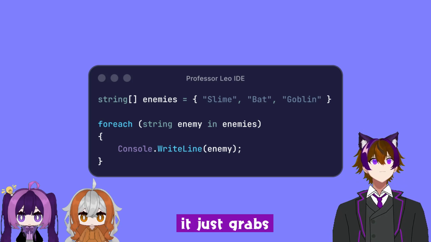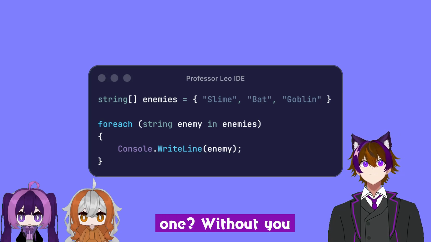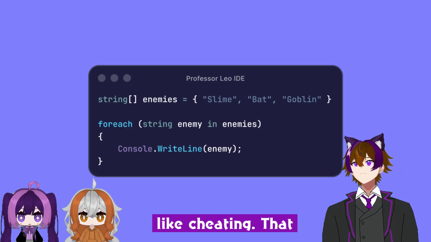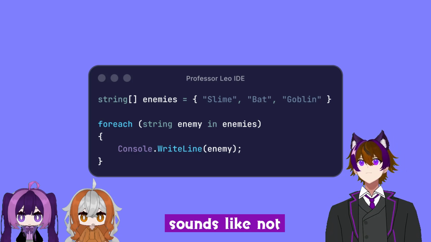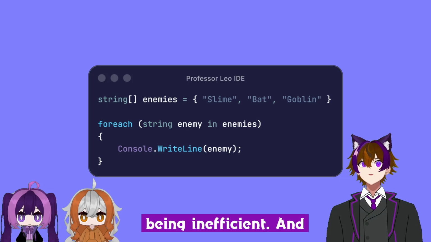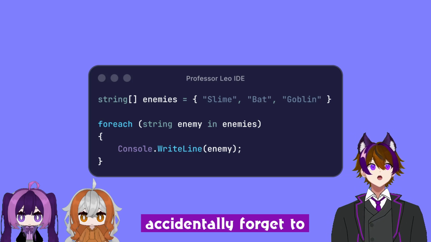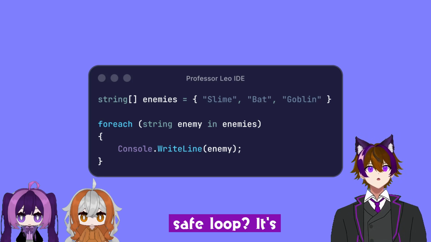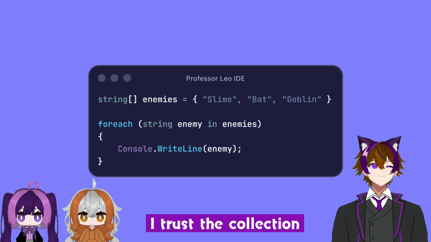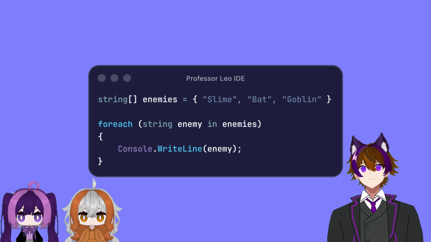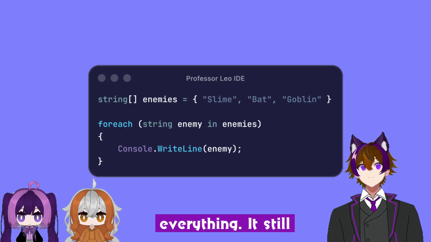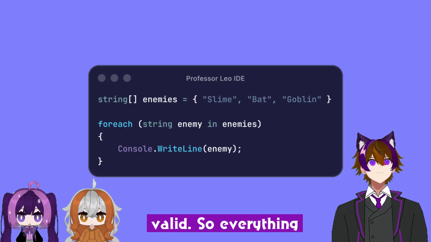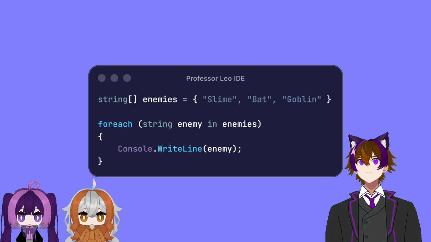So it just grabs them one by one? Without you needing to track positions. That sounds like cheating. That sounds like not being inefficient. And importantly, you can't accidentally forget to increment the counter. So it's the safe loop? It's the I trust collection, not programmer loop. But that doesn't mean it solves everything. It still depends on the data being valid. So everything is dangerous again.